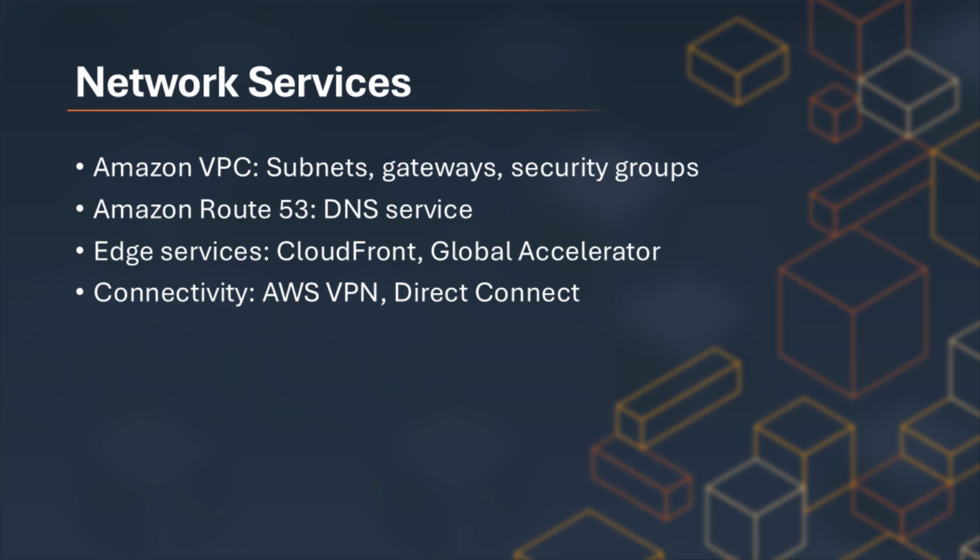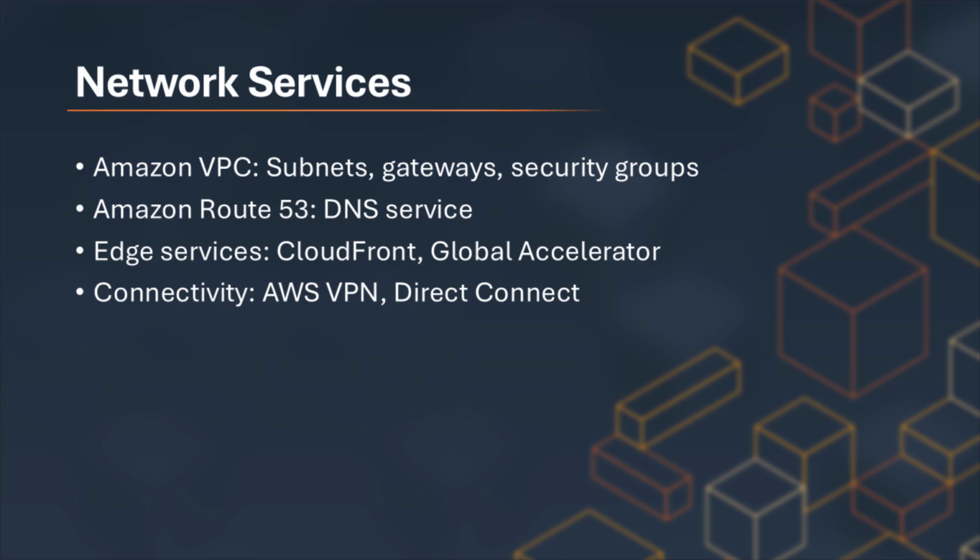Security groups control instance traffic, like allowing HTTP. Network ACLs secure subnets. Amazon Route 53 provides DNS, routing users to your domain. CloudFront and Global Accelerator are edge services for content delivery and performance. Connectivity options include AWS VPN for secure access, AWS Direct Connect for dedicated links, or public internet for simple setups. The exam may ask about VPC security. Security groups are instance level, network ACLs are subnet level.